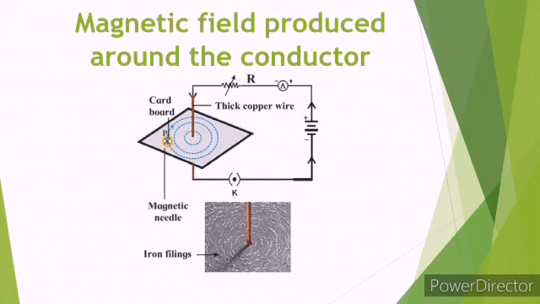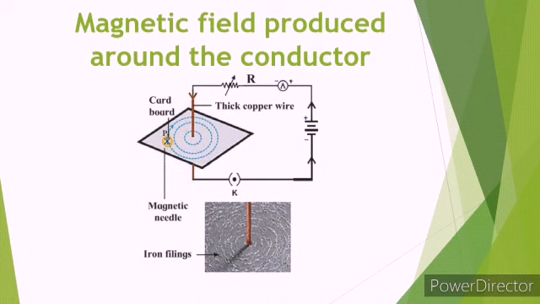If we move the compass needle away from the wire, its deflection decreases. If we increase the current in the conductor, the deflection of the compass needle increases, and if we decrease the current in the conductor, the deflection of the compass needle decreases.